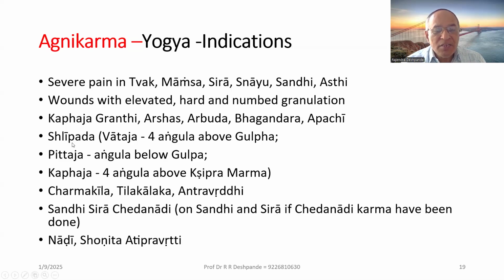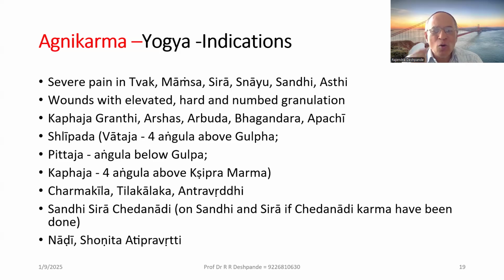Shlipada, this disease is called elephantiasis. In Marathi, it is called Hatti Roga. Here, in Vataja Shlipada, you can do the Agni Karma or cautery. Agni Karma can be called Dahana Karma in Ayurveda. And Dahana Karma can be done with different types of metallic rods. Especially in my practice, I use the Suvarna Shalaka Dahana Karma. Very interesting.